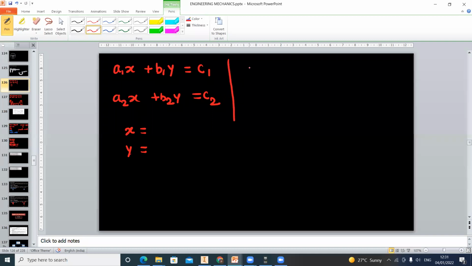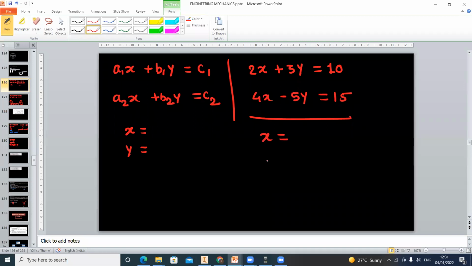So let us select two equations. The first is 2x plus 3y equal to 10, and the second equation is 4x minus 5y equal to 15. We will solve these two equations simultaneously and find out the value of x and y.